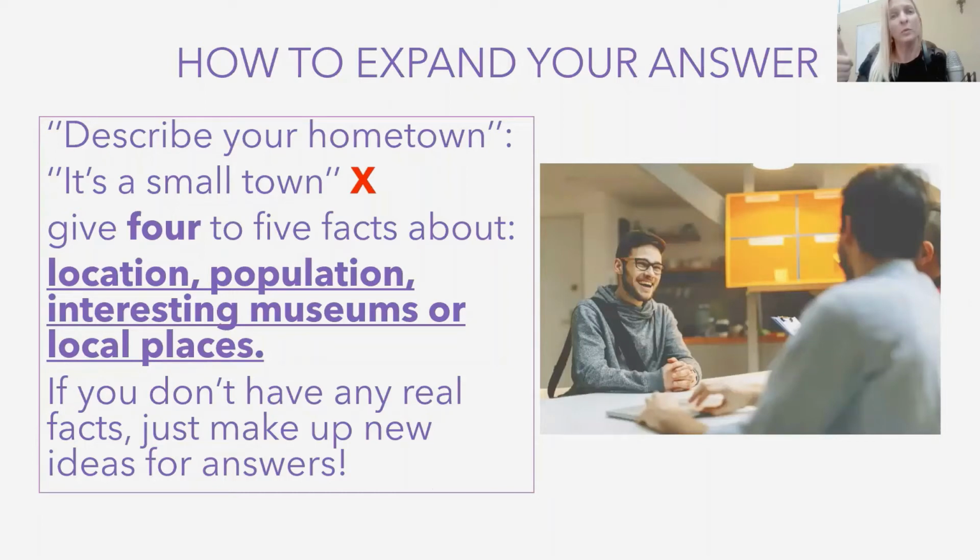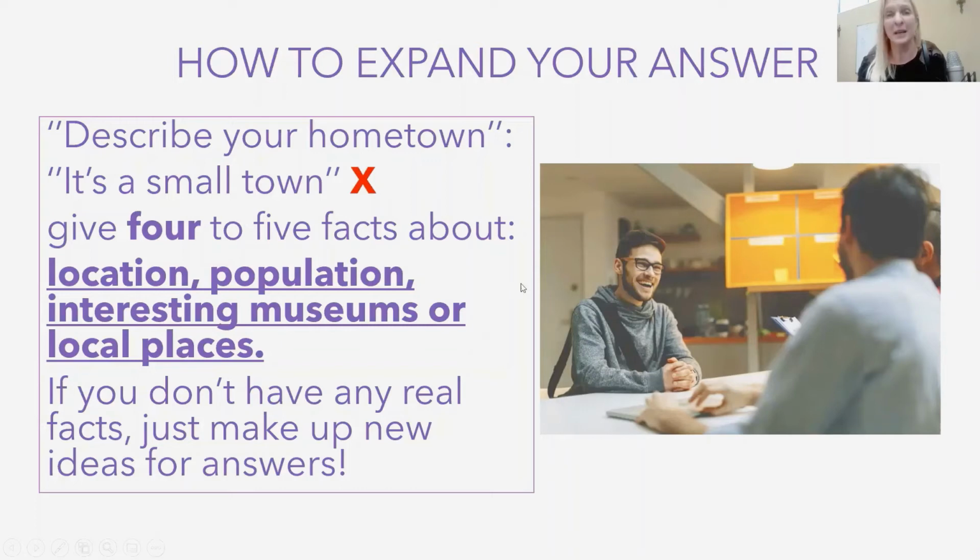Instead of giving 1 point, it's a small town, when you're asked about your hometown, you can give 4 to 5 facts. You can give information about the location of your hometown, the population, interesting museums or local places. So that's the idea, is to give more than a simple answer. And if you don't know the answer, then make it up.